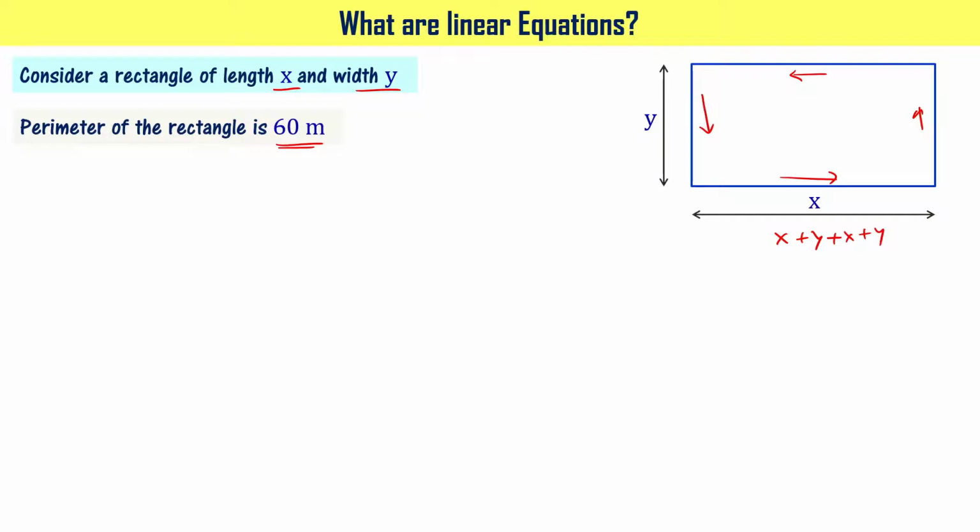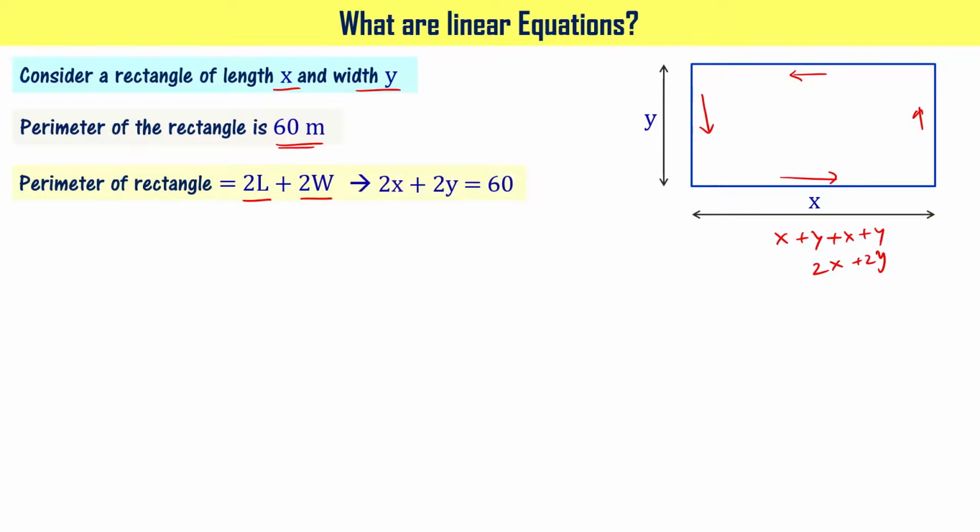When you include all that, it is going to be x plus y plus x plus y, that can be written as 2 times x plus 2 times y. In other words, I can say that perimeter of rectangle is 2 times length of the rectangle, that is 2L, plus 2 times width of the rectangle, that is 2W, right? Now, when you substitute x and y for length and width, you can say that 2x plus 2y equal to 60 is the algebraic equation that represents perimeter of the rectangle equal to 60 meters, right? 2x plus 2y equal to 60.